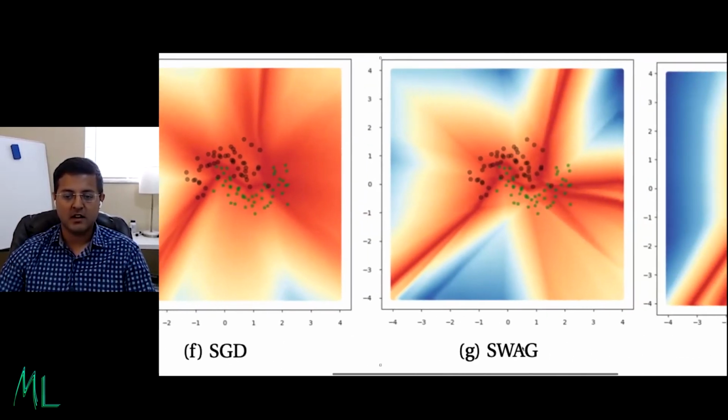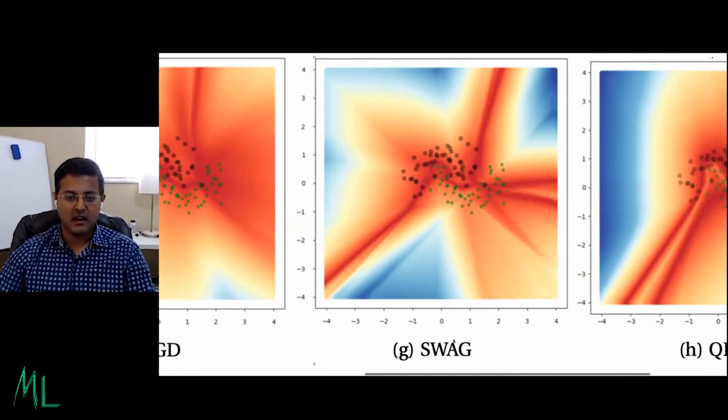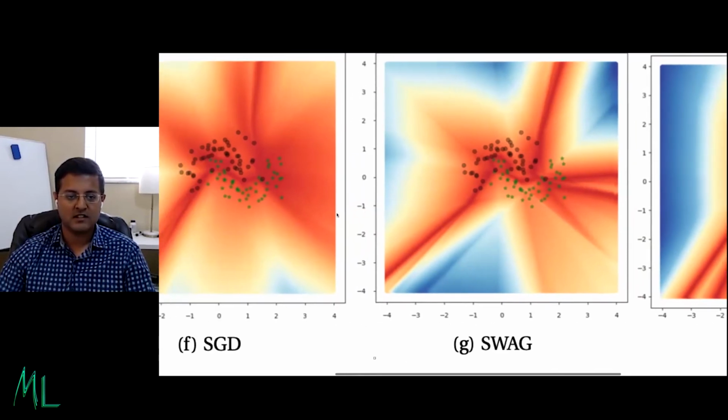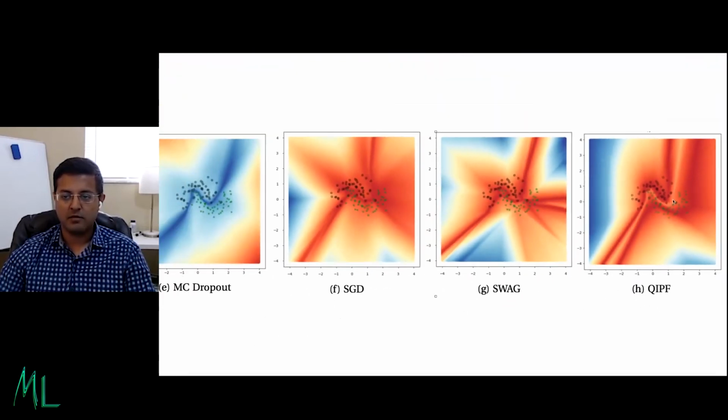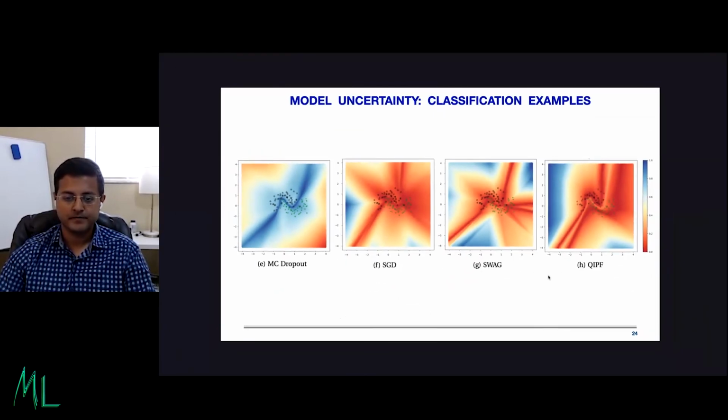And similarly, the SWA Gaussian method improves over the SGD iterates. This is an approximate Bayesian method, and you can see that it provides slightly better results. But even here, it fails to detect the decision boundary very well. So QIPF is able to do both of those things, detect the decision boundary and show high uncertainty as you go outside of the data set.